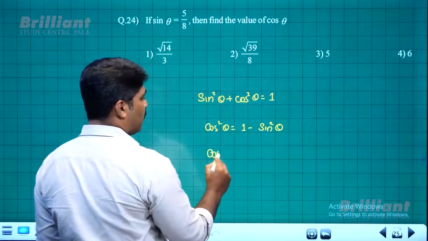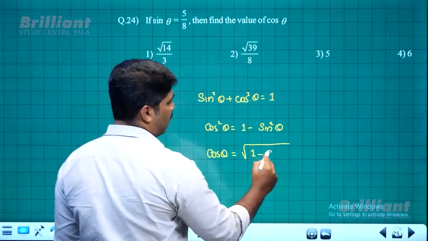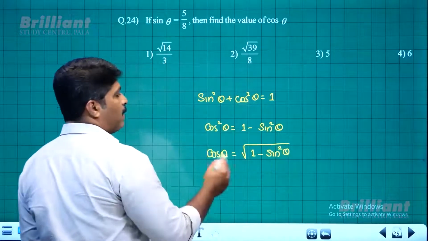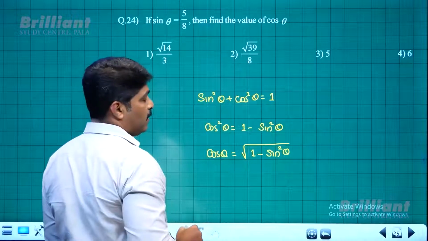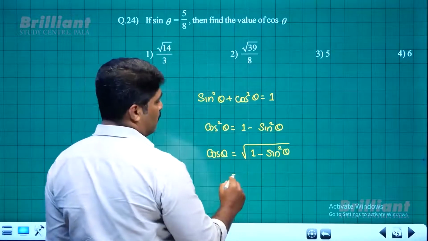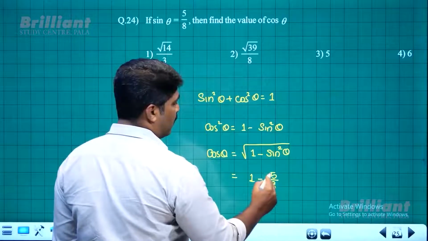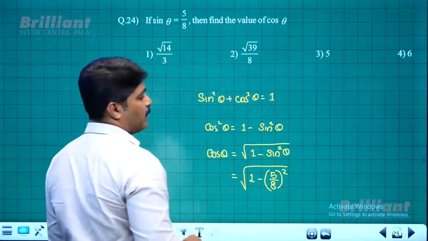Therefore, what is cos theta? That is root of 1 minus sin square theta. So we are applying this result here. We have the value of sin theta, that is 5 by 8. Then cos theta is root of 1 minus 5 by 8 the whole square. Got it? So this is the value.